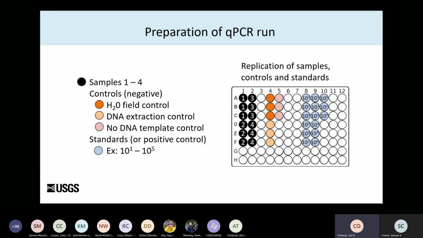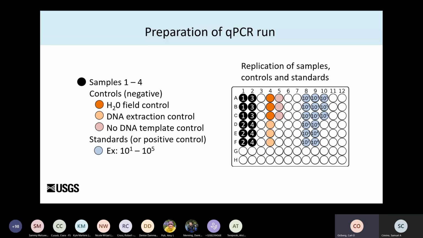And then there are negative controls. We're including the negative controls that we've been accumulating throughout the process. We have the field negative control. We've got the DNA extraction negative control. There's also a no DNA template control, which is just a sample that has water in place of DNA.